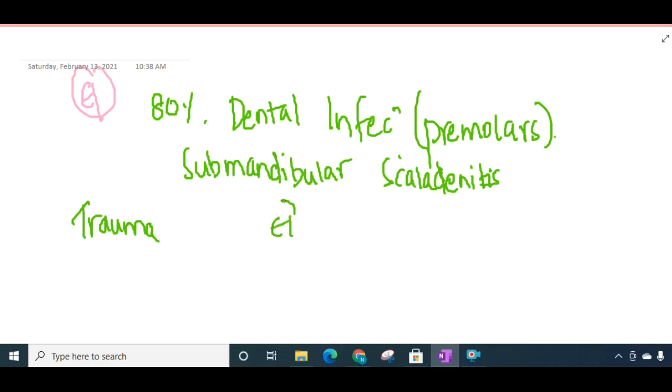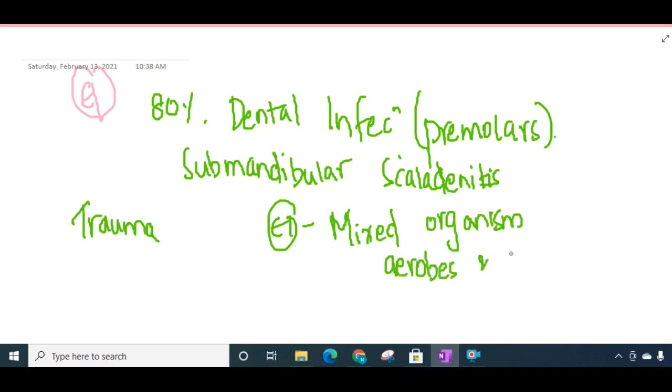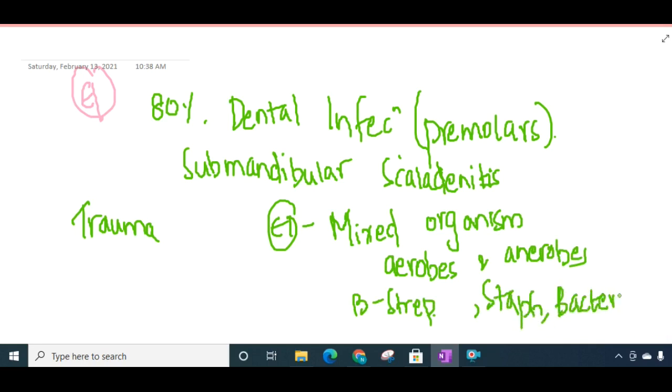So if you see the etiology in Ludwig's angina, the most common organism is mixed organisms. There can be aerobes, and anaerobes can also cause this Ludwig's angina. It can be caused by beta hemolytic streptococci, or sometimes staphylococci can cause Ludwig's angina, or bacteroides can also cause Ludwig's angina. Rarely, Haemophilus influenzae, Escherichia coli and Pseudomonas can result in Ludwig's angina.